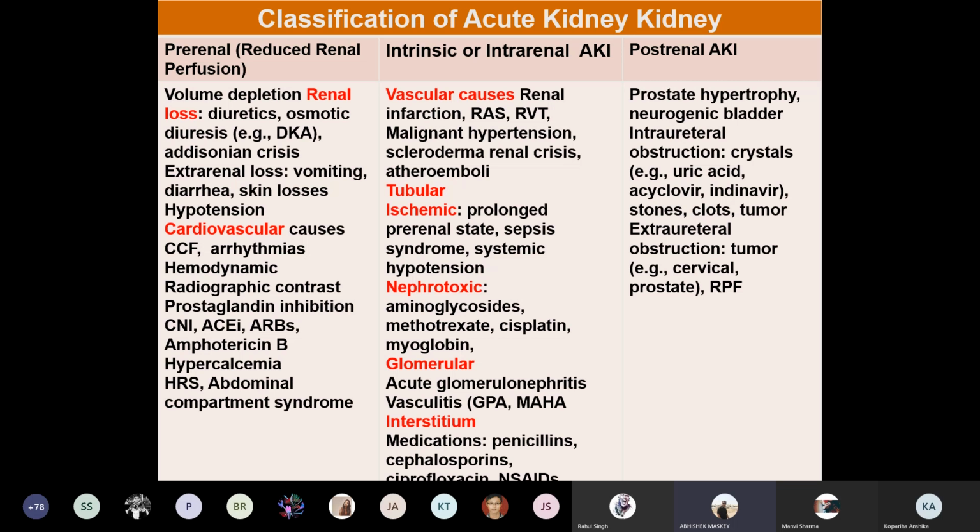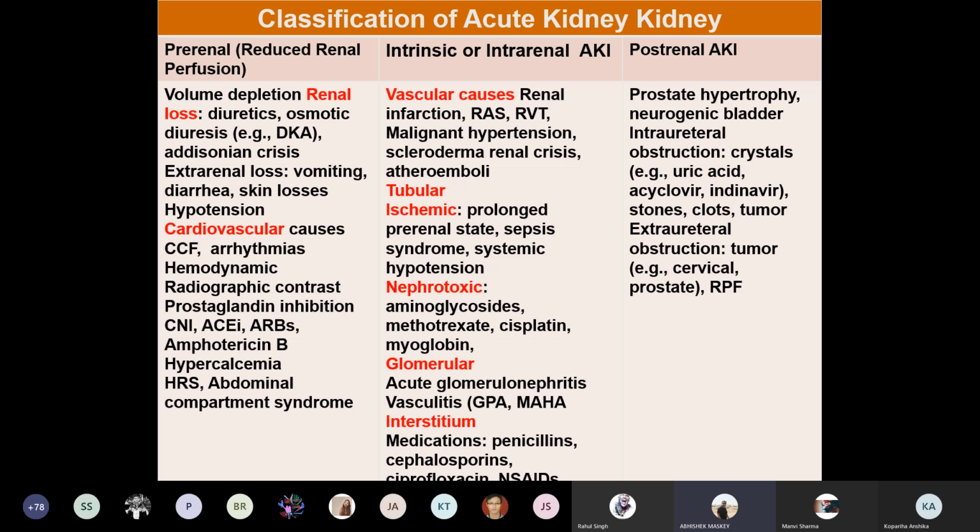Kidney pre-renal. So before the kidney, there are some arteries, right? There are some arteries which have to be perfused. Our kidney has to be perfused with at least 65 millimeters of mercury. Pressure should be there to maintain the perfusion. So if for any cause the perfusion is less, it's a pre-renal cause of AKI.